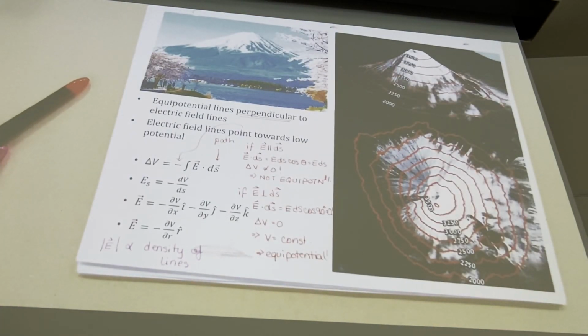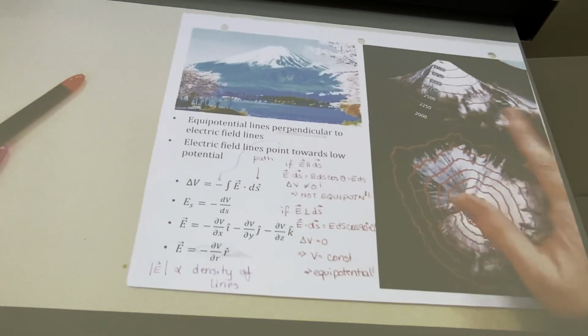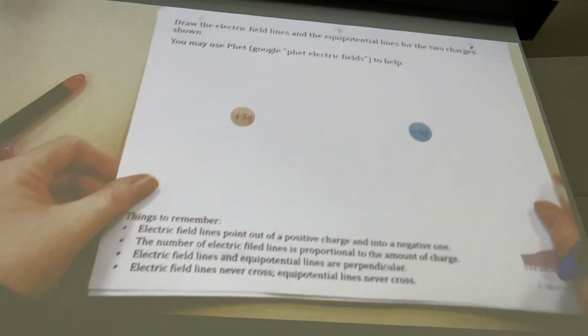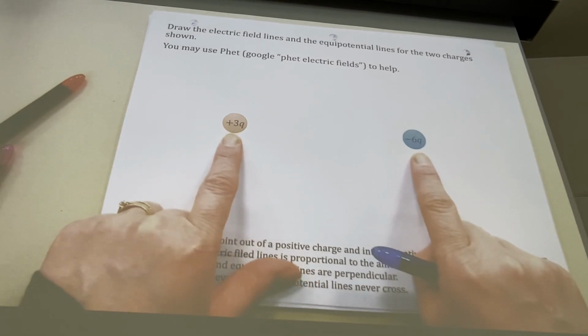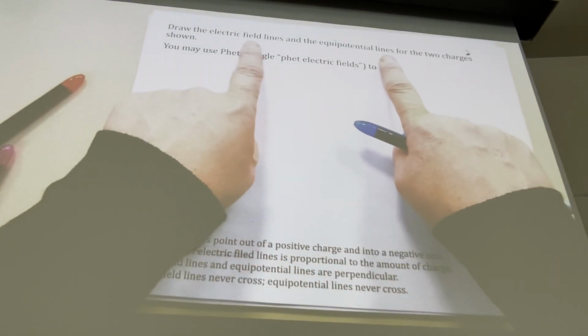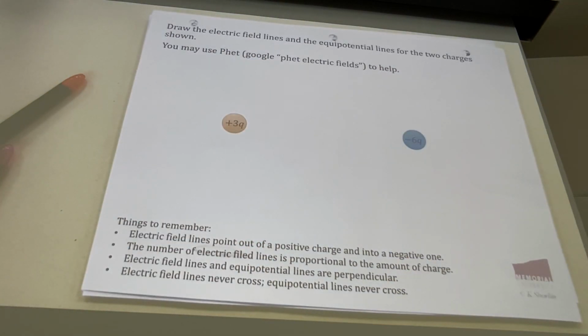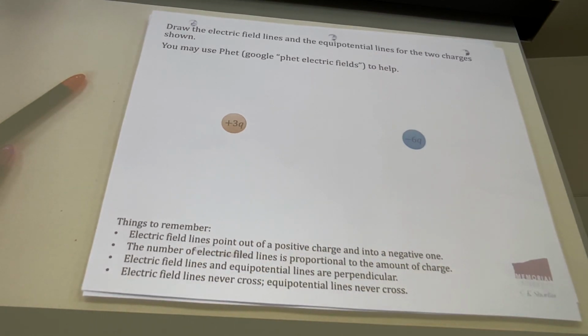Let's start with the new example that I posted for today. For this example, I put in two charges, plus 3q and minus 6q. Our two tasks are to draw the electric field lines and the equipotential lines for the two charges shown. It's a little while since we did electric field lines, so I did a recap of what we know about electric field lines down here on the bottom.